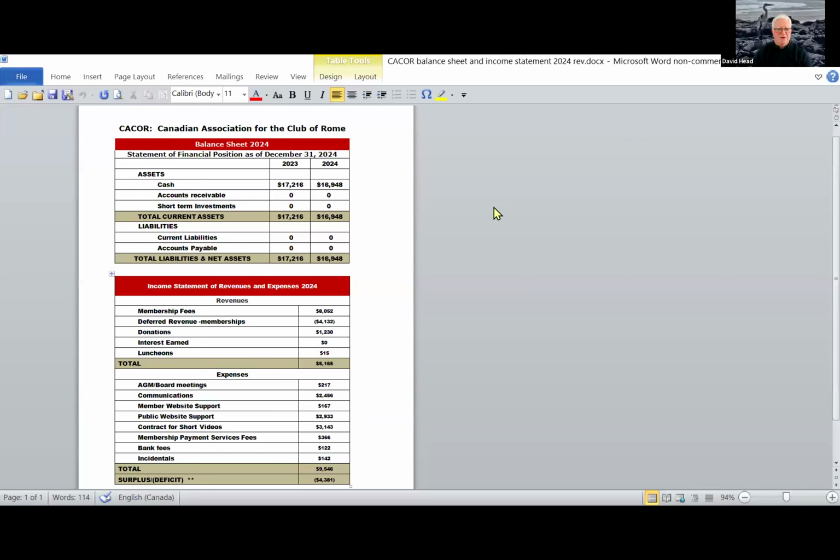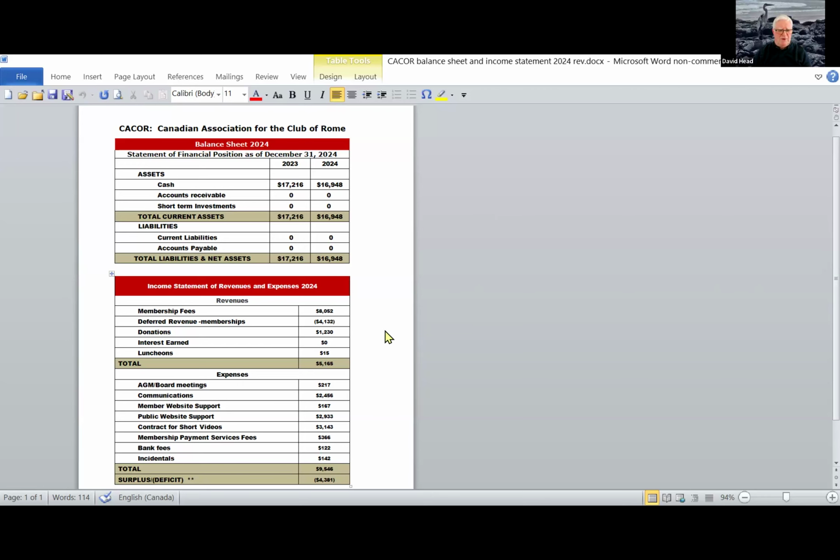Okay. These are the balance sheet and income statements for revenues and expenses for last year. I would draw your attention to the fact that over the year, on a cash flow basis, we didn't change very much, a few dollars. I would suggest, though, that this is somewhat misleading.